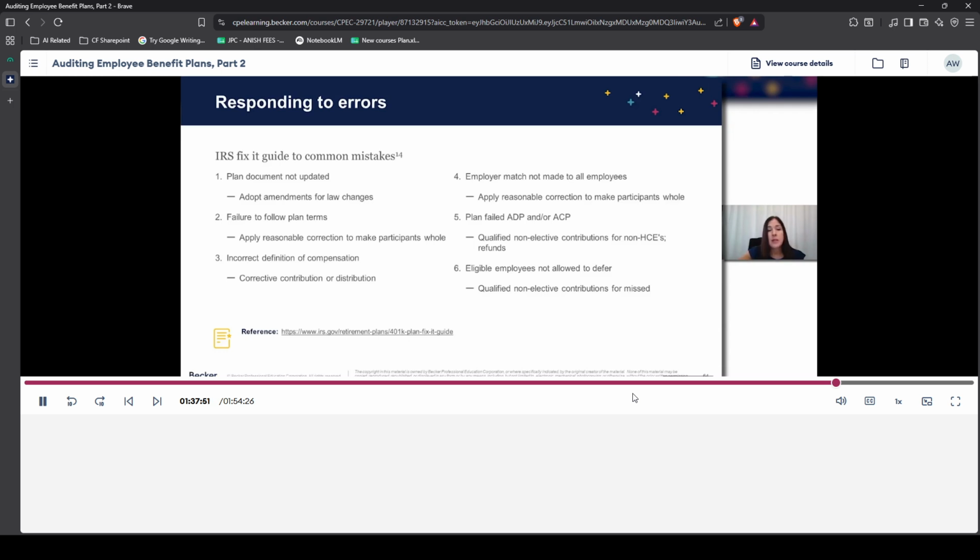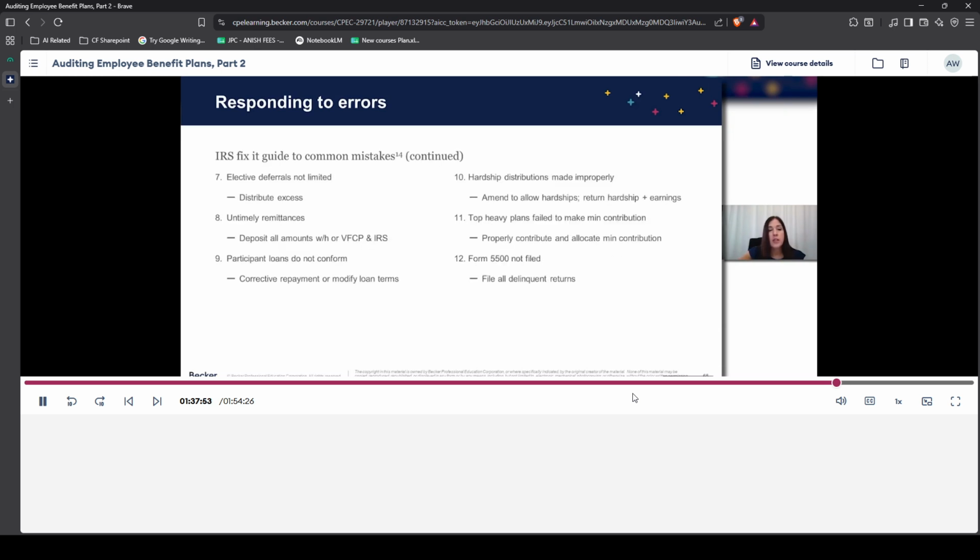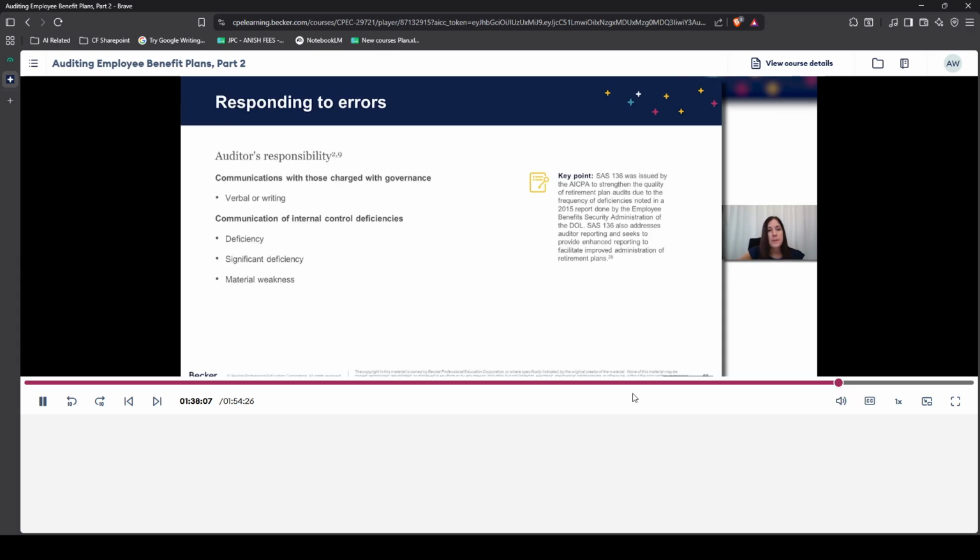And again, these are just some of the common corrections under the IRS Fix-It Guide. You literally can Google the IRS Fix-It Guide to Common Mistakes, and all of these items will be included, and they'll walk you through step by step how to make these corrections. So what is the auditor's responsibility when it comes to the mistakes that are made?